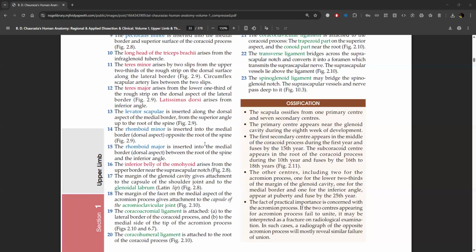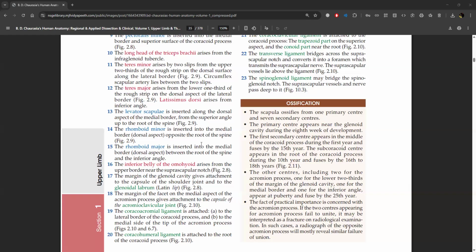Number 13. The levator scapulae is inserted along the dorsal aspect of the medial border from the superior angle up to the root of the spine. Number 14th, the rhomboid minor is inserted into the medial border or dorsal aspect opposite the root of the spine. Number 15th, the rhomboid major is inserted into the medial border between the root of the spine and the inferior angle. Number 16th, the inferior belly of the omohyoid arises from the upper border near the suprascapular notch.